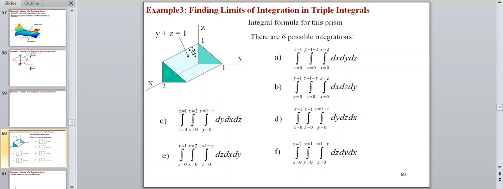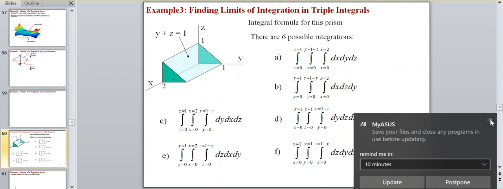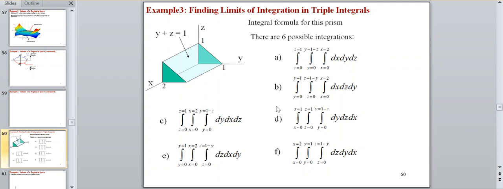A rectangle. So we can say we are talking about this, right? Because it's dz, we can say z is from 0 to 1. You can see here. And x is from 0 to 2. Sorry for the interruption. I think here is a typo. This must be x from 0 to 2. So you have to correct it.